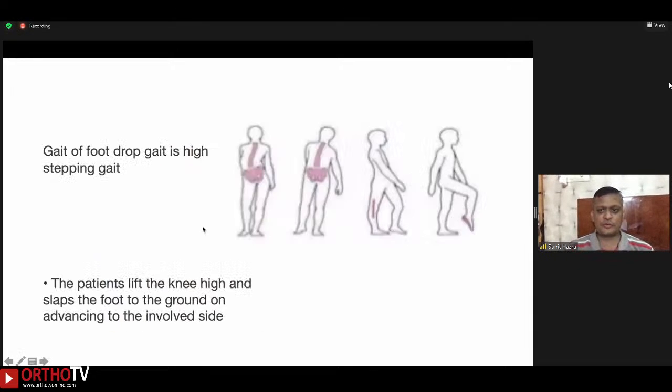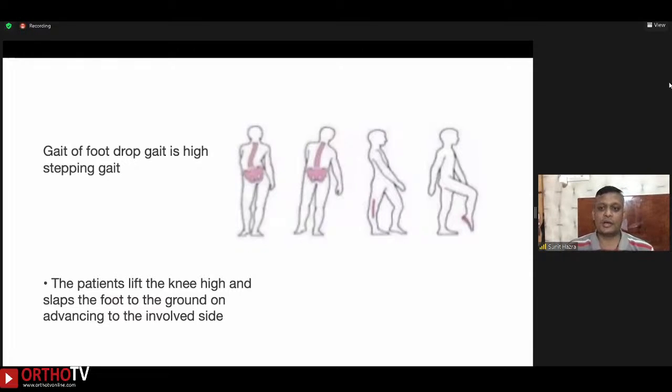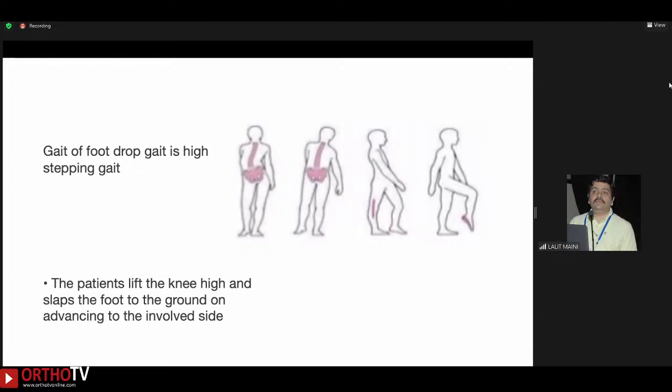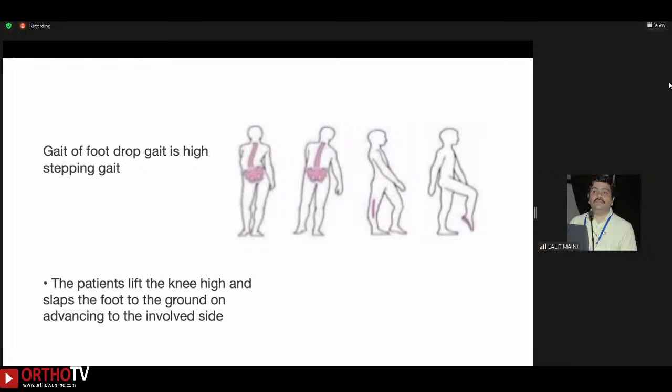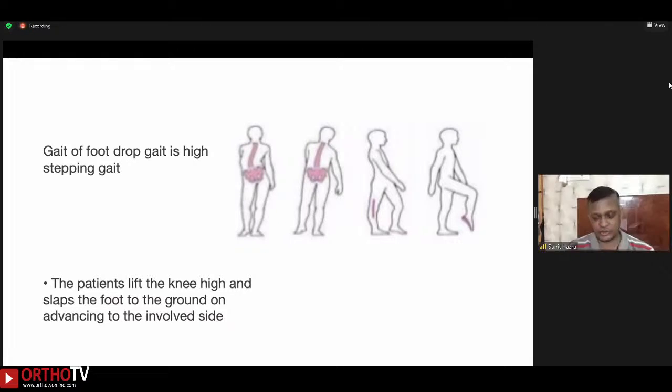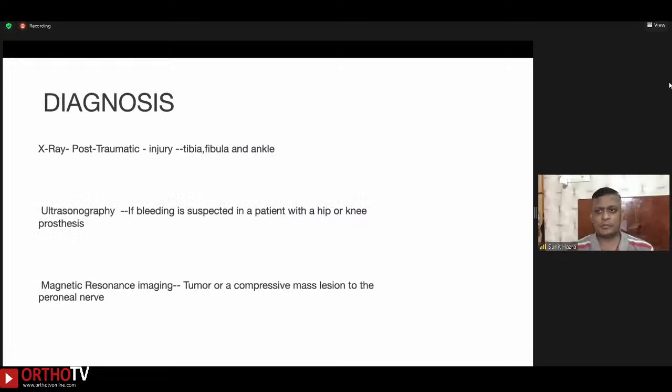Once you see the patient walking, you will see that the gait is a foot drop gait, as it is high stepping. The patient tends to lift the thigh first, then lift the entire foot, and when the patient puts the foot on the ground, the entire foot comes down simultaneously, slapping the ground, so it is not the classical heel touching first. So I think the common peroneal nerve diagnosis is mainly clinical.